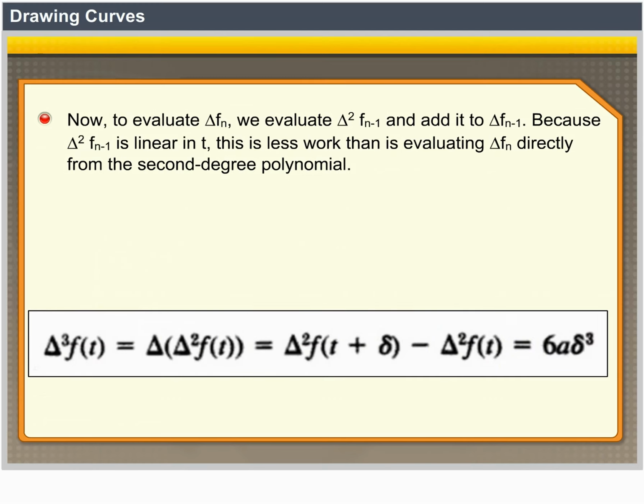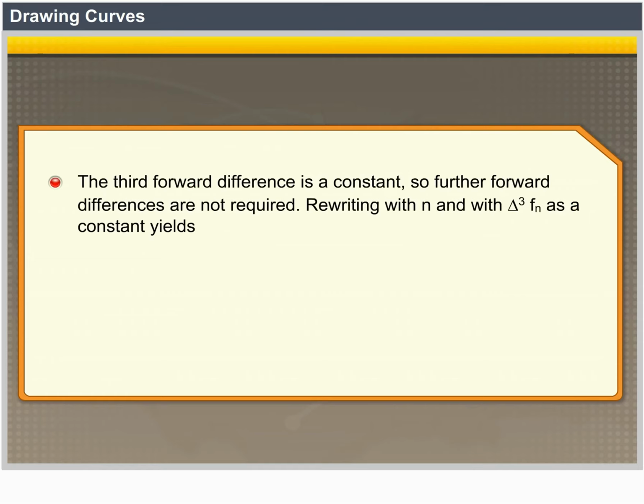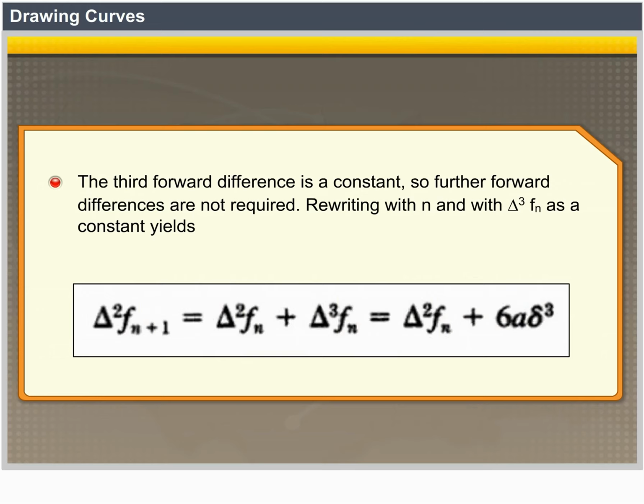Delta cubed f of t equals delta into delta squared f of t, which equals delta squared f of t plus delta minus delta squared f of t, equals 6a delta cubed. The third forward difference is a constant, so further forward differences are not needed. Rewriting with n and with delta cubed fn as constant, we get delta squared fn plus 1 equals delta squared fn plus delta cubed fn equals delta squared fn plus 6a delta cubed.